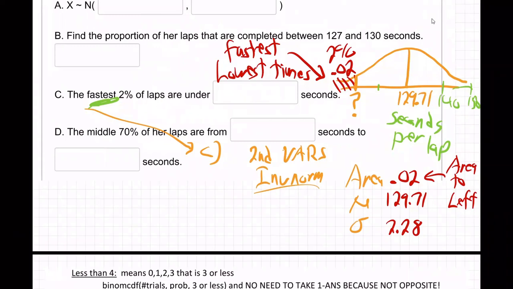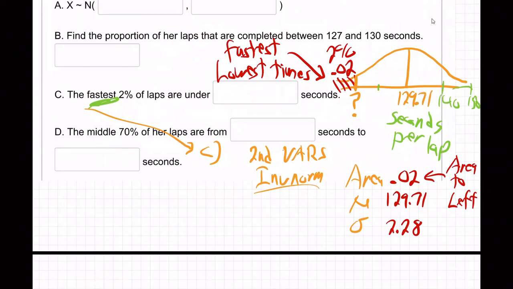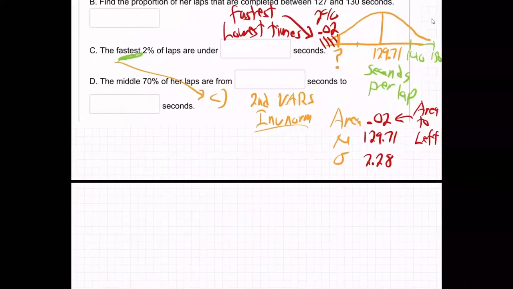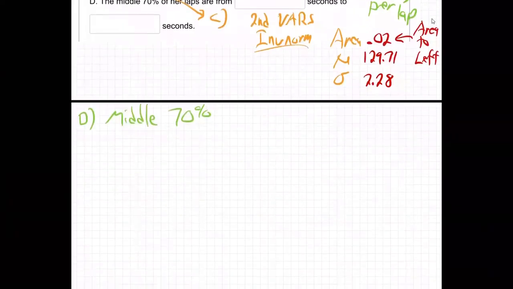And now question D is the hardest of them all. On question D, they want us to find the middle 70% of her laps. That's always the hard part when they do that. So let me bring that down. Let's do that carefully and draw that well. So for part D, the middle 70%. Okay, so how do we do this?